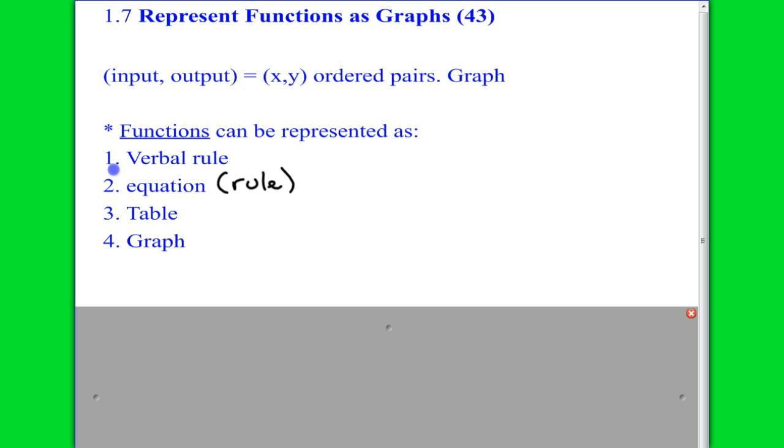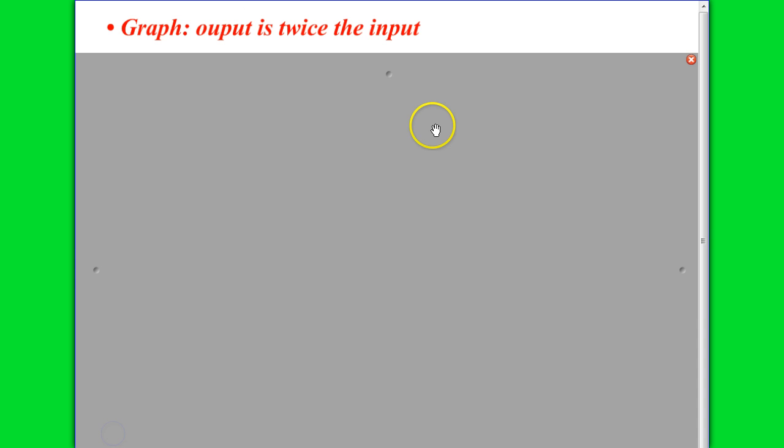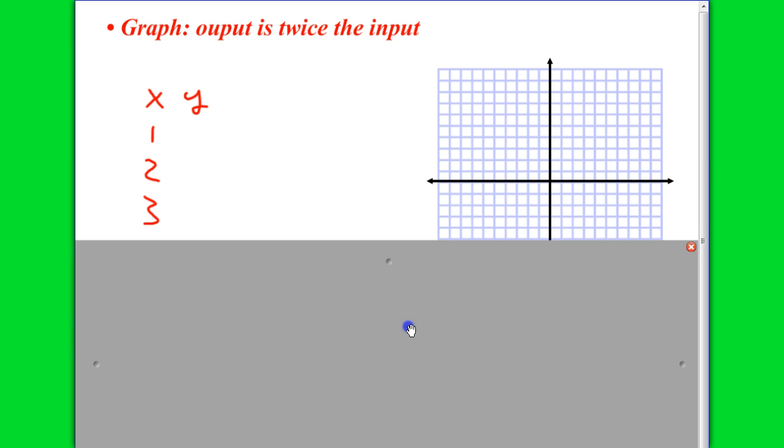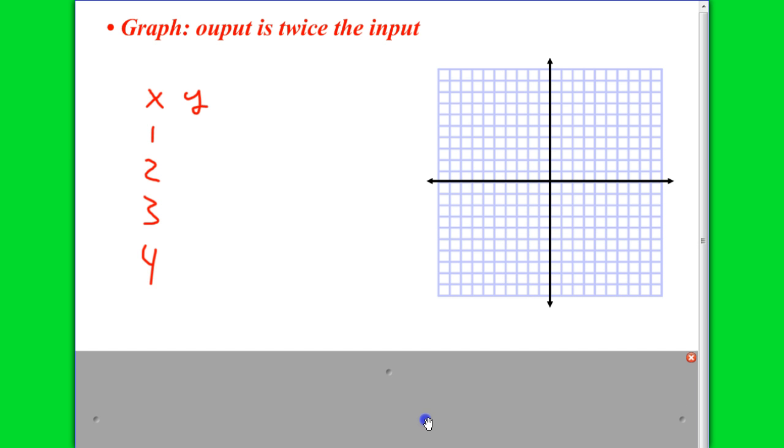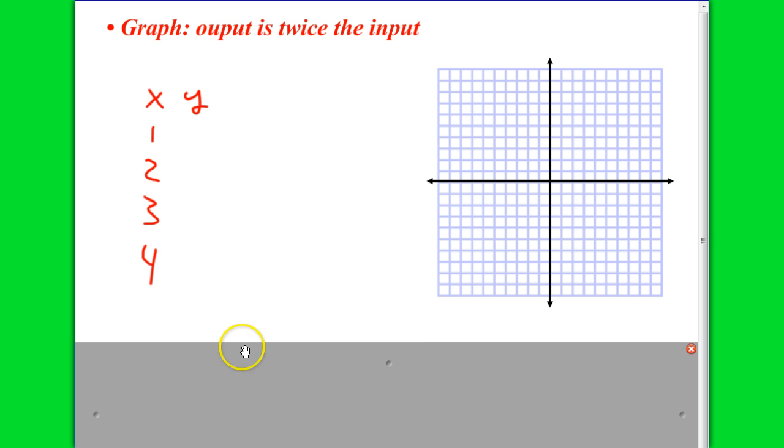There also will be times you're given the graph and you're going to be creating the rule or the equation for what you see in a graph. Okay? We actually saw the same verbal rule yesterday. The output is twice the input. So let's put it into this verbal rule, into an equation and into a table, and let's graph it. All of those things. So draw yourself a coordinate plane.